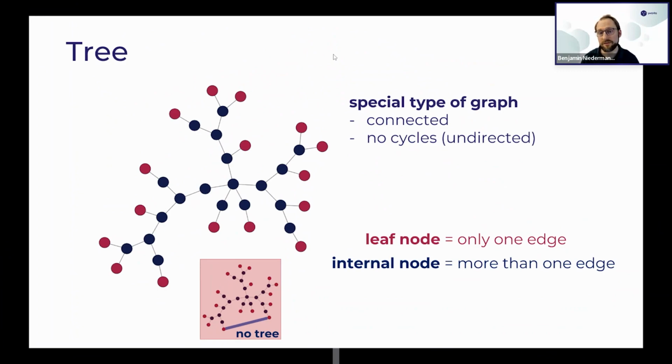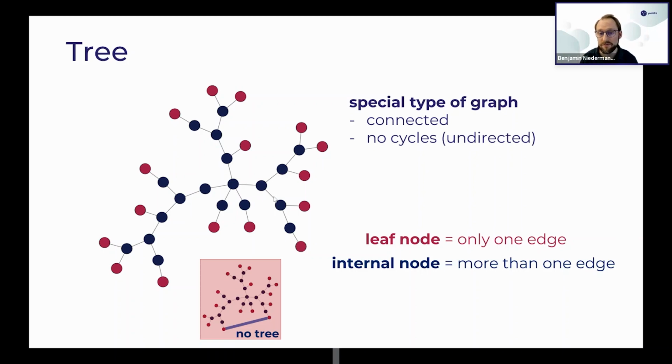Trees are a very special type of graphs. They are connected and have no cycles if we consider them undirected. So this, for example, would be a tree, and these red nodes are the leaf nodes, and the blue nodes are the internal nodes. And what we also see here is a case where we don't have a tree. Here we have a cycle. So if you walk along this path here, then the cycle closes with this blue edge, and this is then obviously not a tree. And a set of trees is, of course, called a forest.